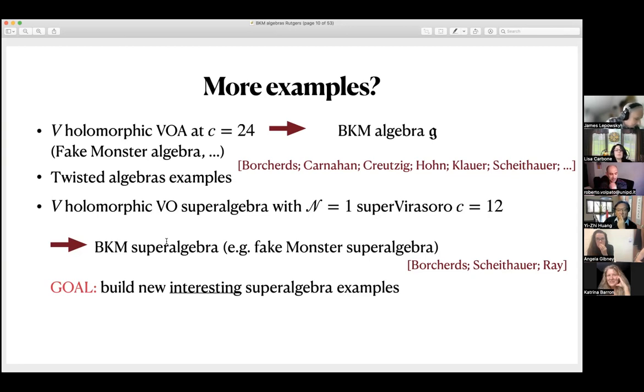What I can tell you is that it is natural to look at bosonic vertex operator algebras if you are looking at a certain kind of superstring theories, which are called heterotic strings. But there are other very natural kinds of superstring theories, which are the type two superstrings. And in this case, you really want to look at superalgebras with central charge 12. So we are kind of pushed to look at this kind of examples. Our goal at some stage was to try to build some new interesting examples of this kind.